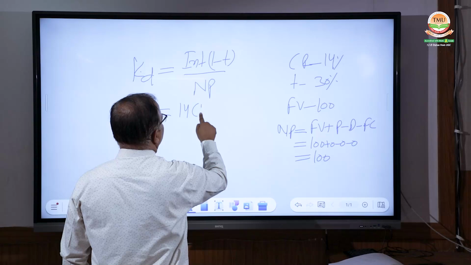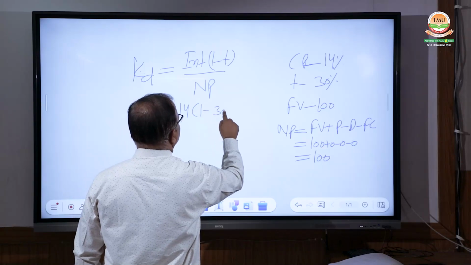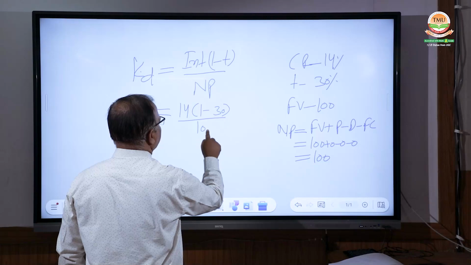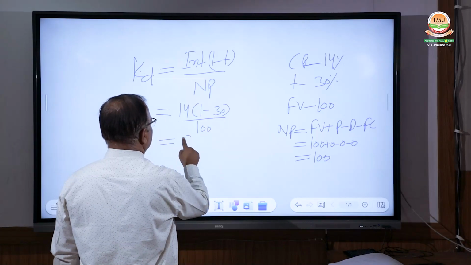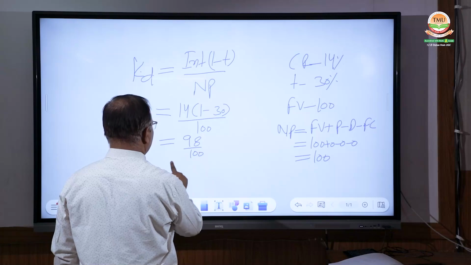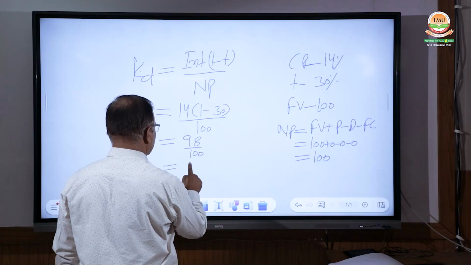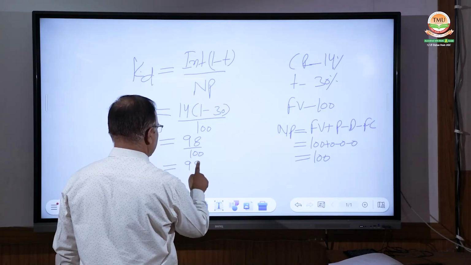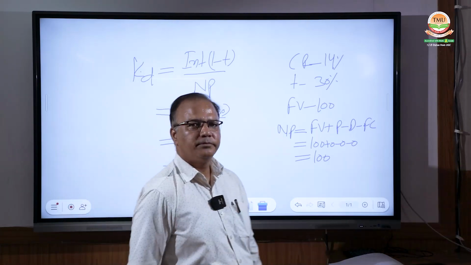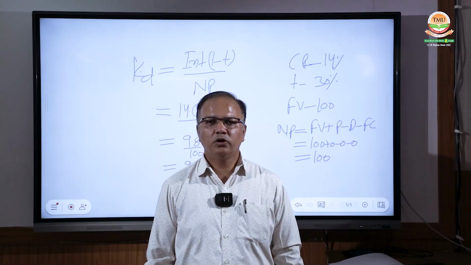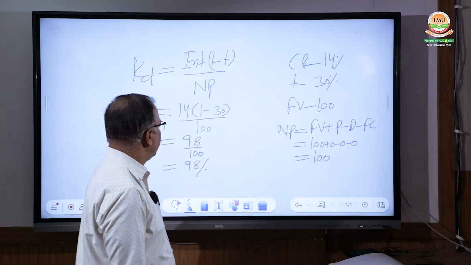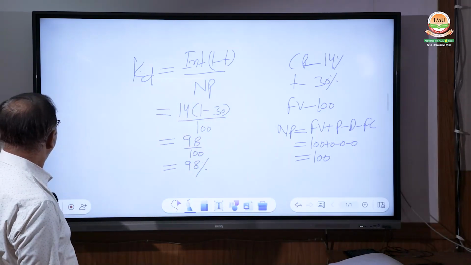Now, interest is 14%, times (1 minus 0.30), divided by 100. 9.8 divided by 100 is equal to 9.8%. This is the cost of irredeemable debt. Now, next problem.